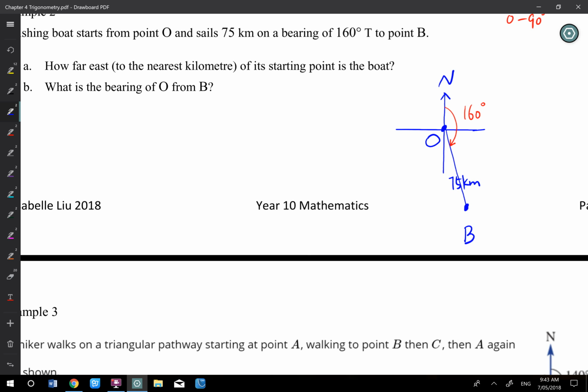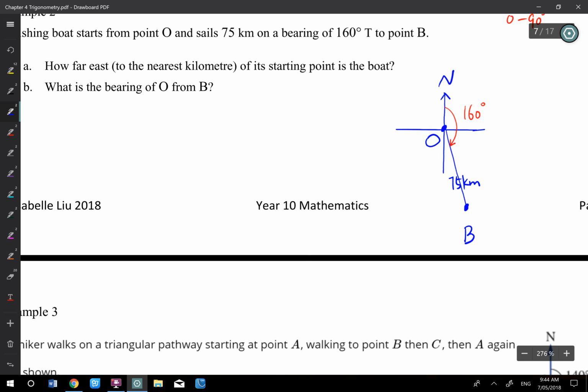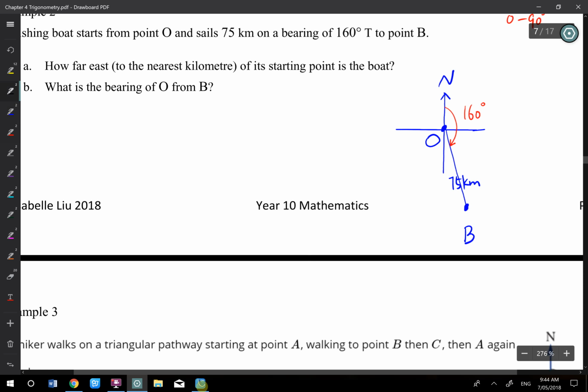Okay, let's have a look at the question. How far east, to the nearest kilometer, of its starting point is this boat? Okay, how far east? This boat goes to the right and also goes below, right? So it's at the right hand side of point O and also at the bottom of point O. So how far to the east? What we'll do is sketch a right angle here, a vertical line here.